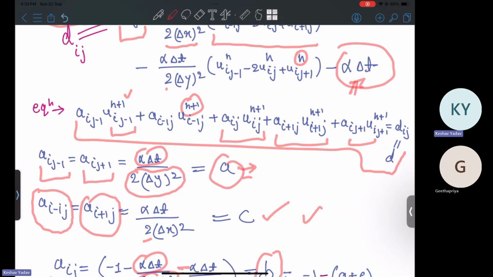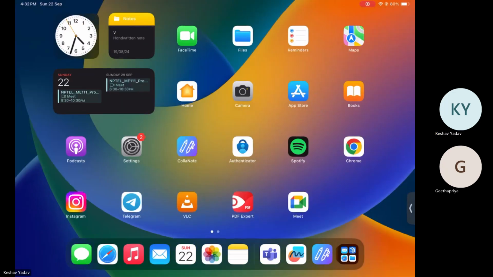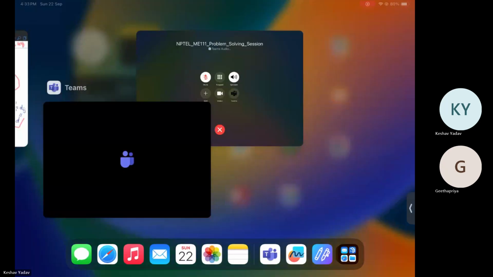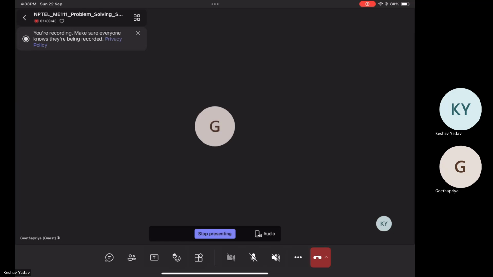So this A, B, C, D, these are four main expressions. Okay. So now I will stop sharing from my iPad. Now I will start sharing from my computer.